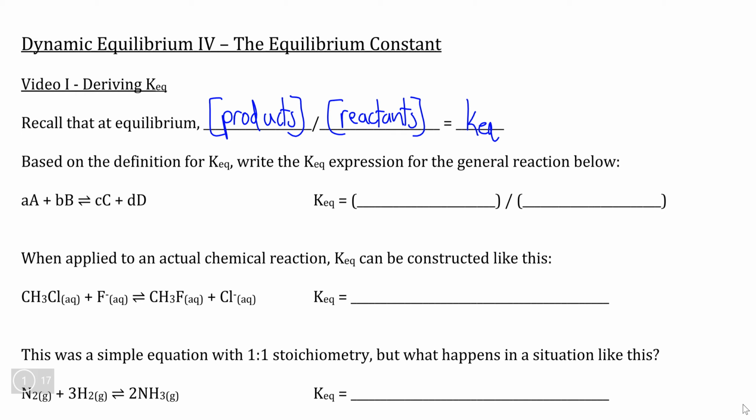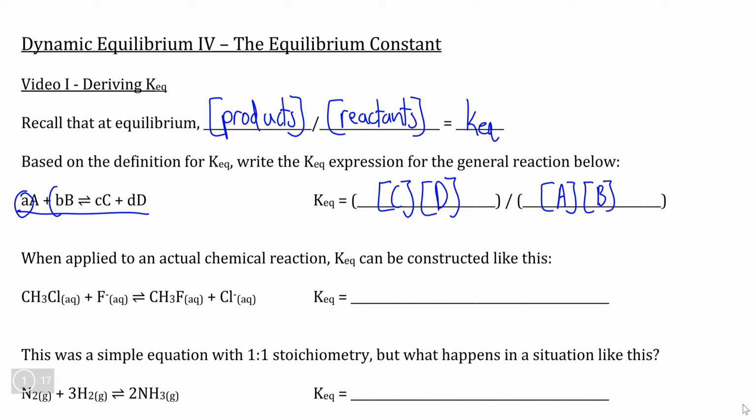So if we look at how to come up with this usable expression, we can use this generalized equilibrium system here. So we know that our products are C and D. So in our KEQ expression, we would simply write concentration of C times the concentration of D. And since A and B are the reactants, we would write concentration of A times the concentration of B.